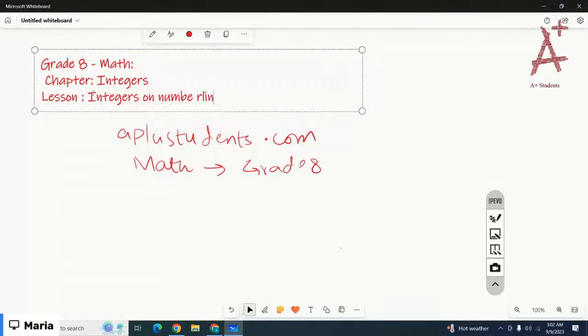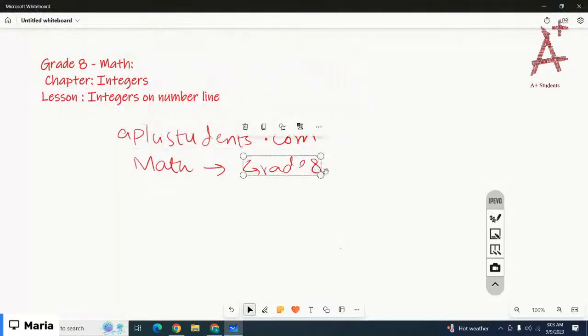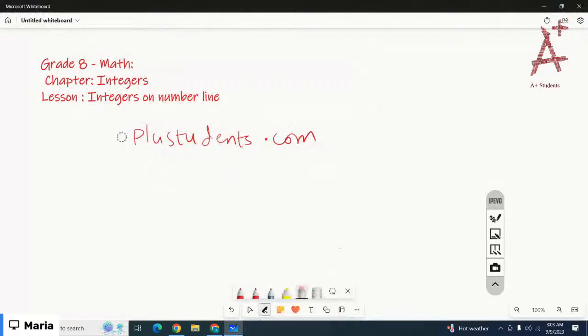Okay, so let me first explain how we represent the integers on number line. The first question is, what are the integers? Integers are the special numbers that include 0 and the positive and negative numbers, right? That is the very basic definition of the integers.